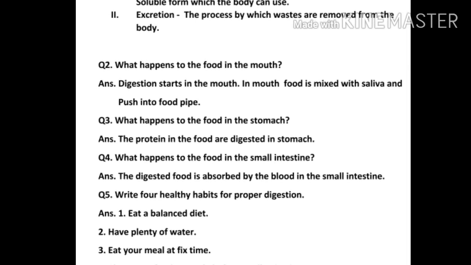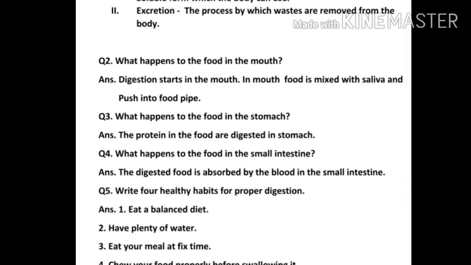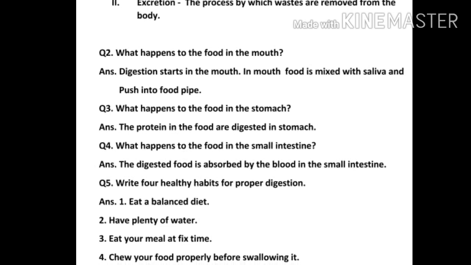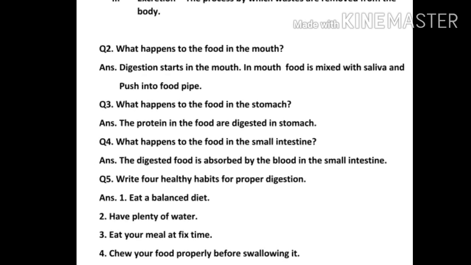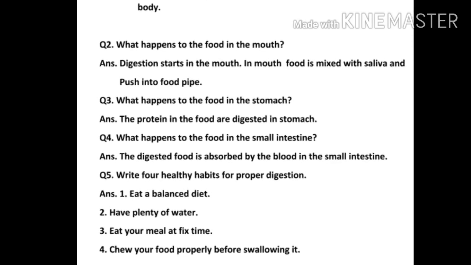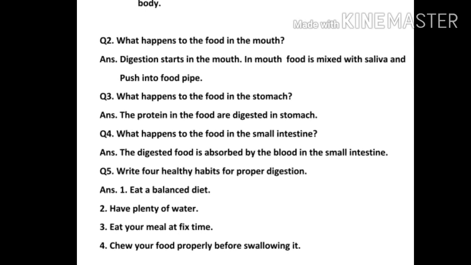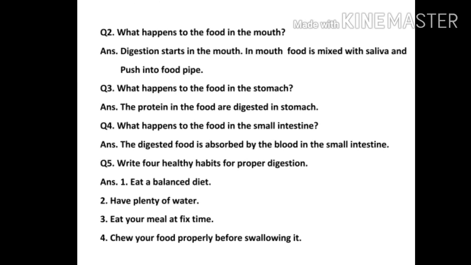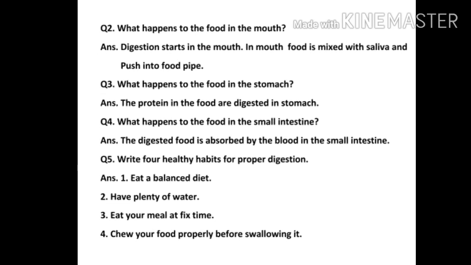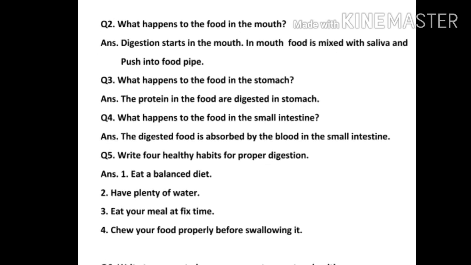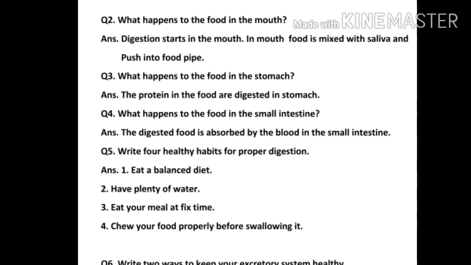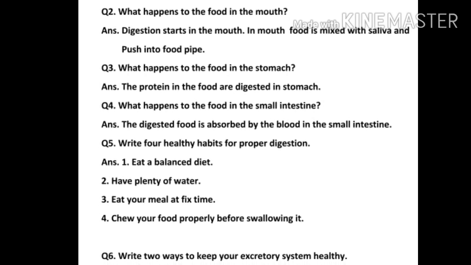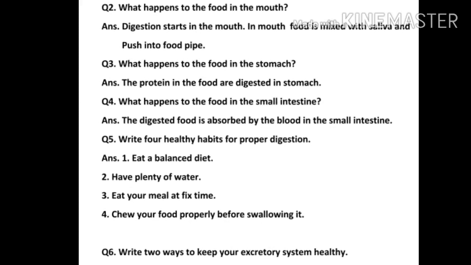The next question is, what happens to the food in the mouth? Digestion starts in the mouth. In the mouth, food is mixed with saliva and pushed into the food pipe. Next question is, what happens to the food in the stomach? The protein in the food is digested in the stomach. Next question is, what happens to the food in the small intestine? The digested food is absorbed by the blood in the small intestine.